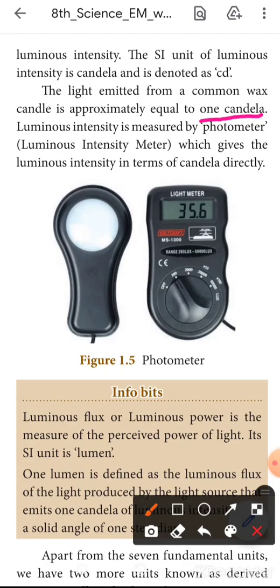Luminous intensity is measured by a photometer. Underline the words: luminous intensity is measured by a photometer. The umpire uses one instrument, that instrument is the photometer. Photo means light. We measure the light with the photometer, which gives the luminous intensity in terms of candela directly. Just as we measure length in meters, the photometer gives the luminous intensity in terms of candela. This is the luminous intensity.